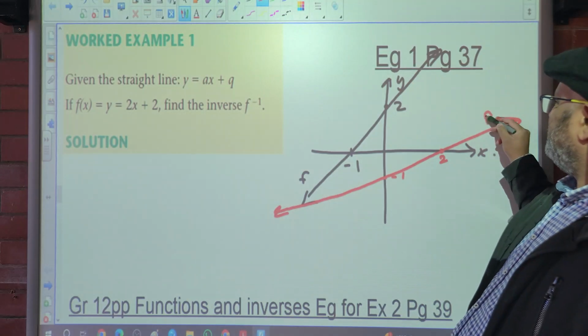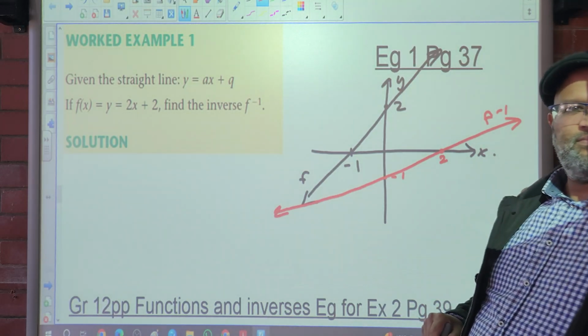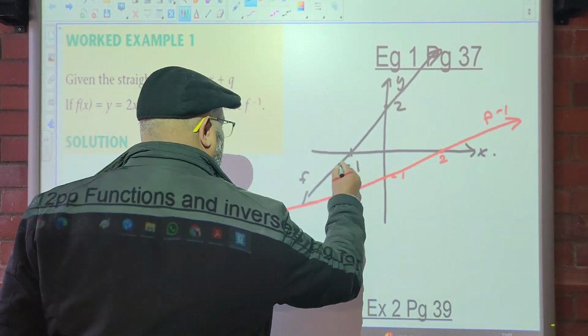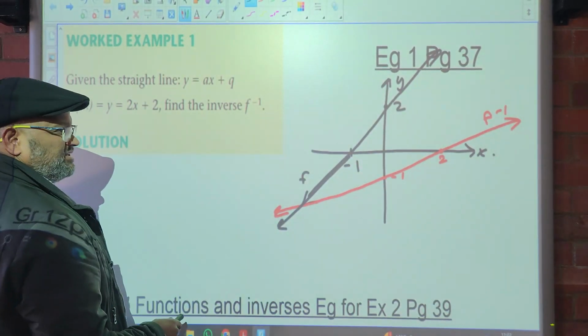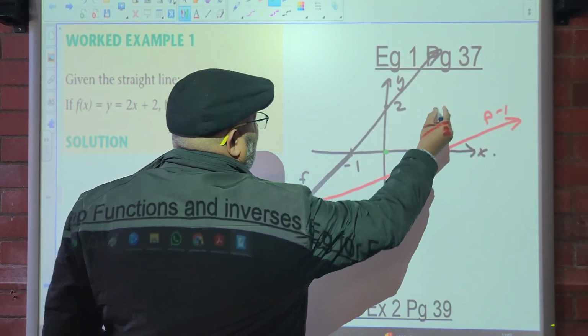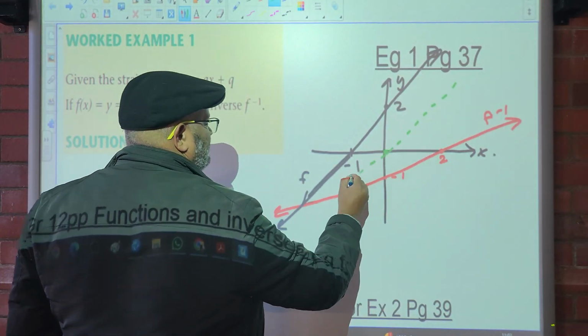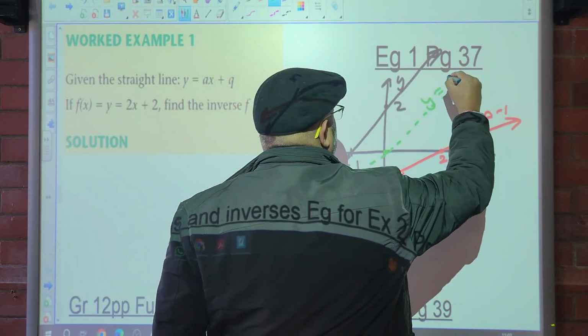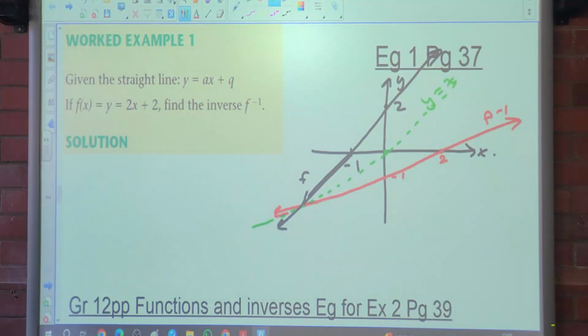This is the inverse function. You see that, people? I must extend this here. This will come through like it. And then it will be reflected in the line. What line is this? The y is equal to x line.